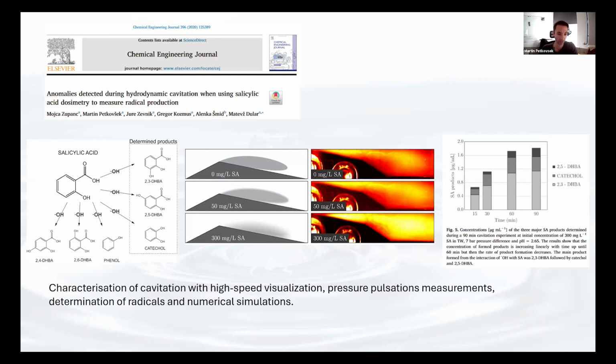Here on the image in the middle, on the upper image we have pure water, and then we increase the amount of salicylic acid, and this is in milligrams per liter. And we noticed that cavitation was completely altered visually and also acoustically.